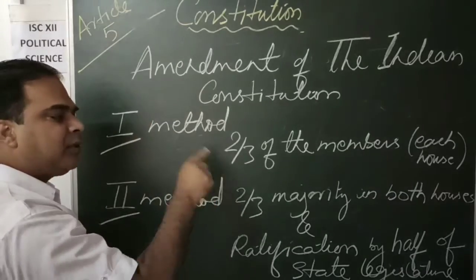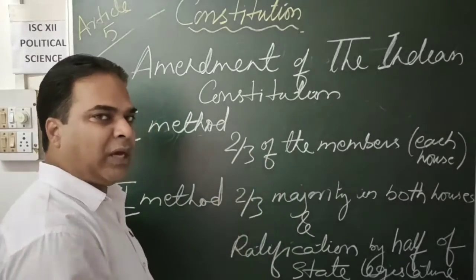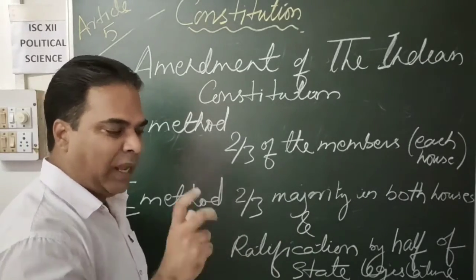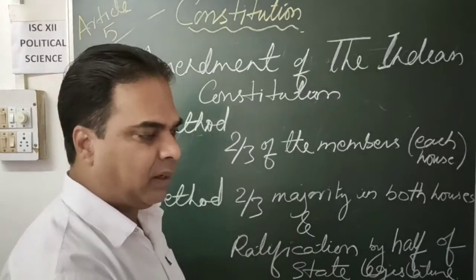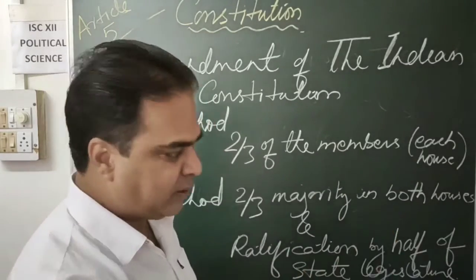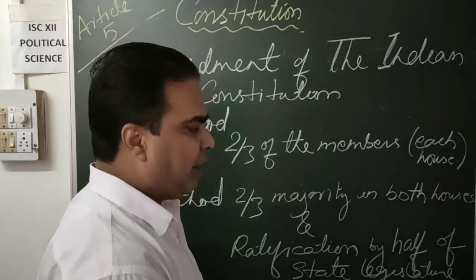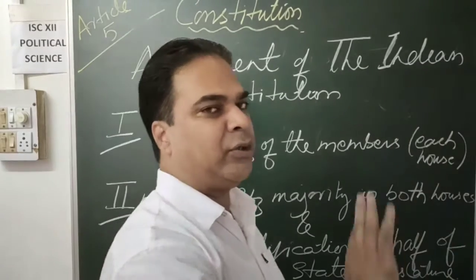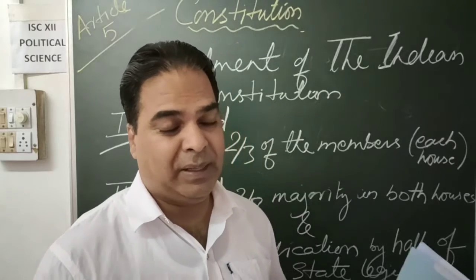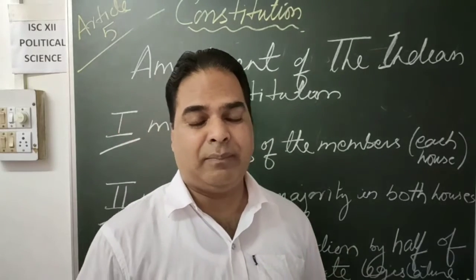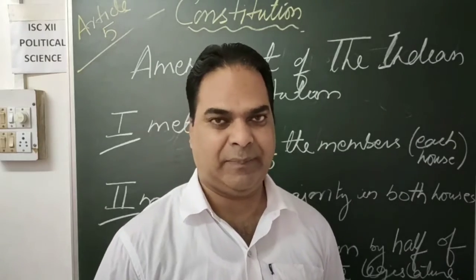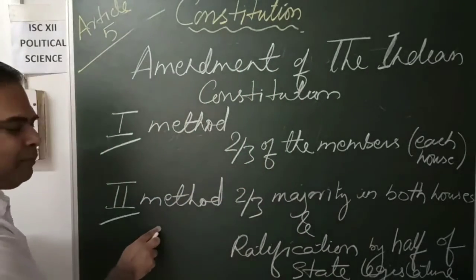In the first method, if 2/3 of the members of both houses separately pass a resolution to amend the bill, then it can be done. So 2/3 of the Lok Sabha and 2/3 of the members of Rajya Sabha pass it separately, then the bill will be forwarded to the President, where the President will sign it. Then the bill stands amended.